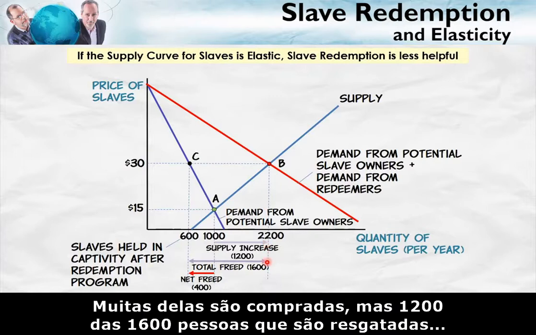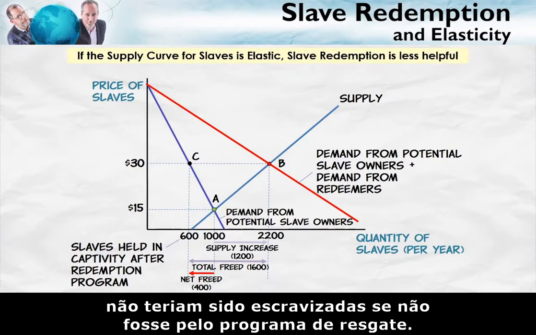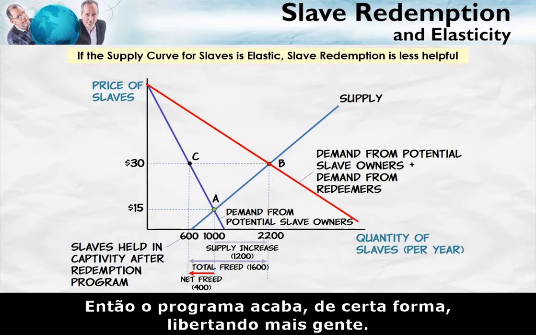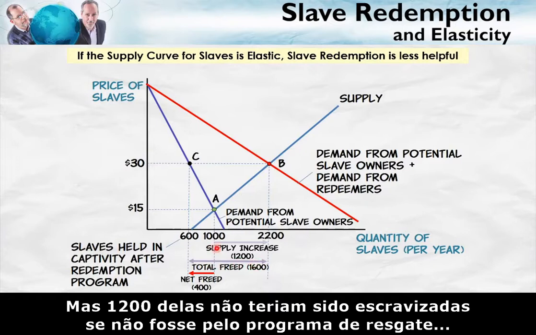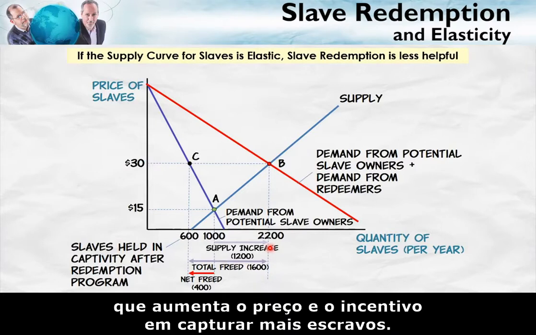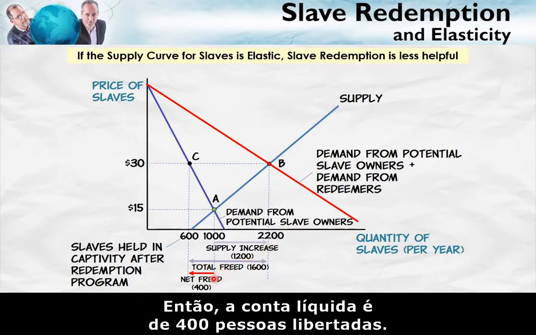A bunch of them are then bought up, but 1,200 of the 1,600 people who are redeemed would not have been slaves had it not been for the redemption program. So the redemption program ends up, in a sense, freeing more people. The number of people freed, on the books, is 1,600, but 1,200 of those wouldn't have been slaves had it not been for the redemption program itself, driving up the price of slaves and the incentive to capture more slaves. So on net, only 400 people are actually freed.